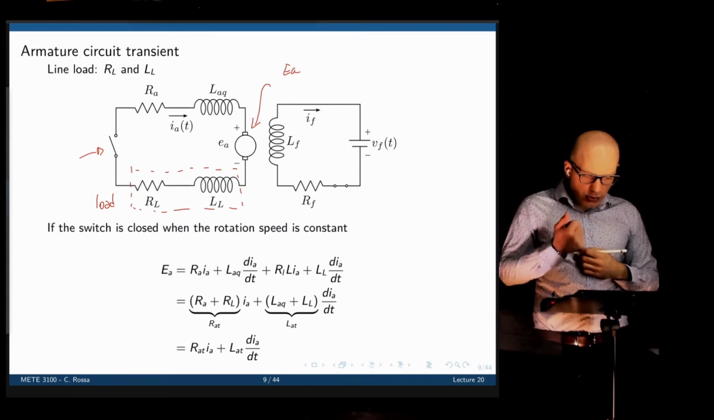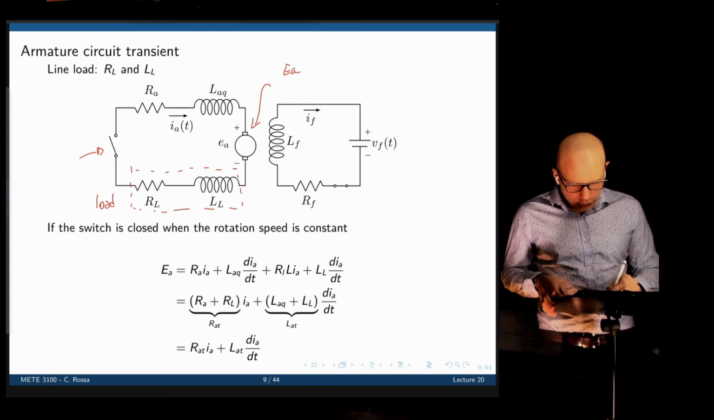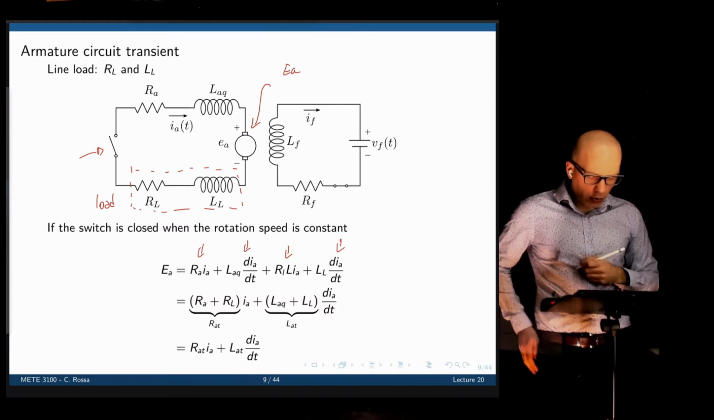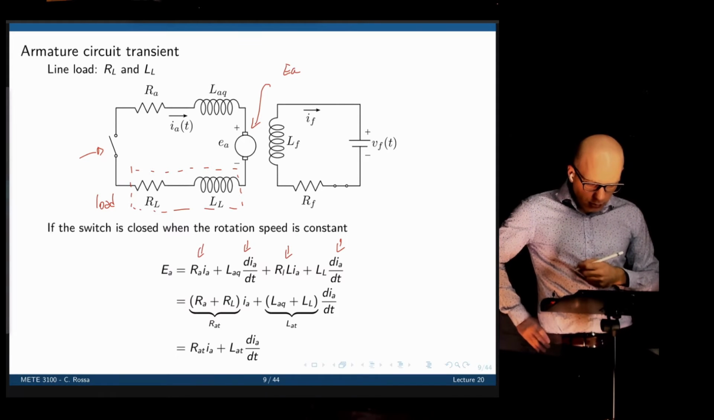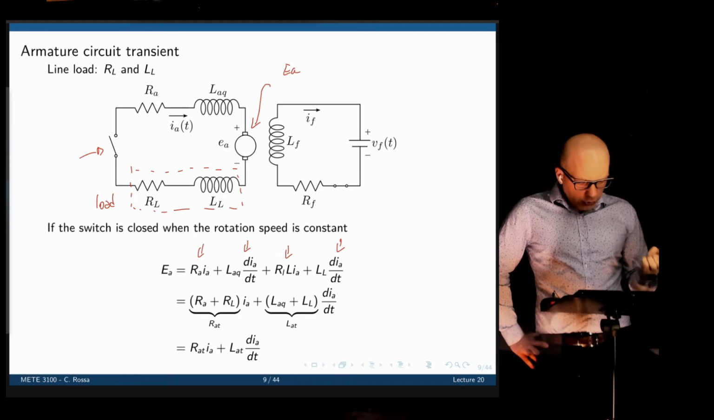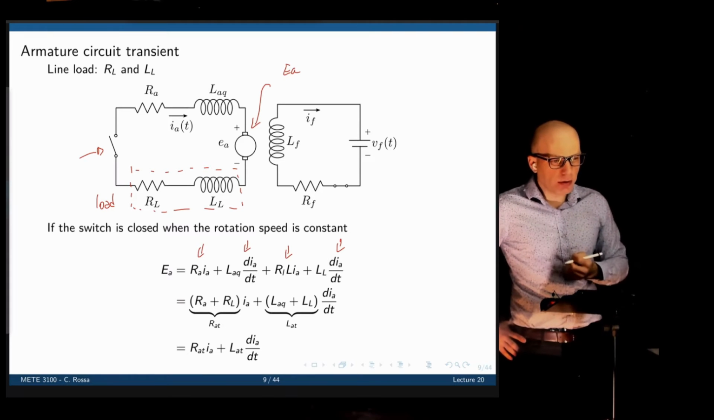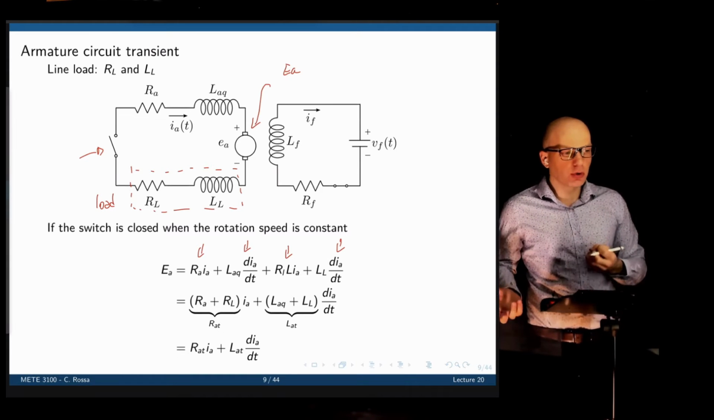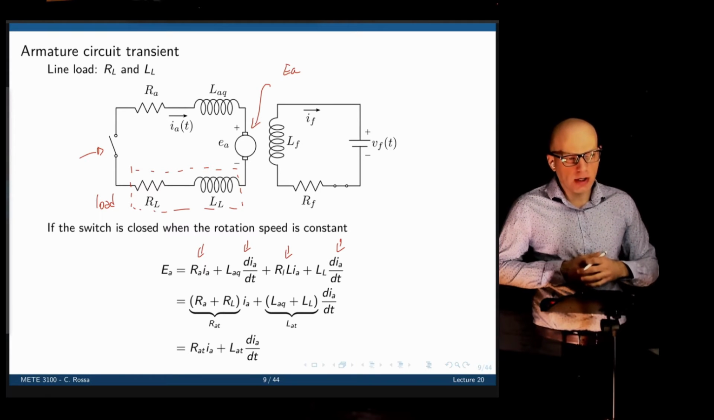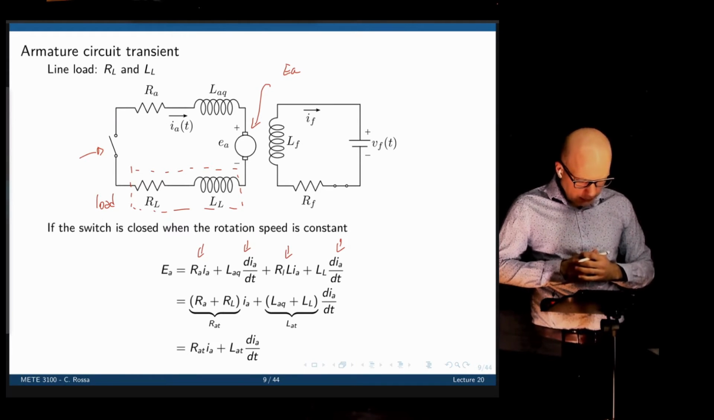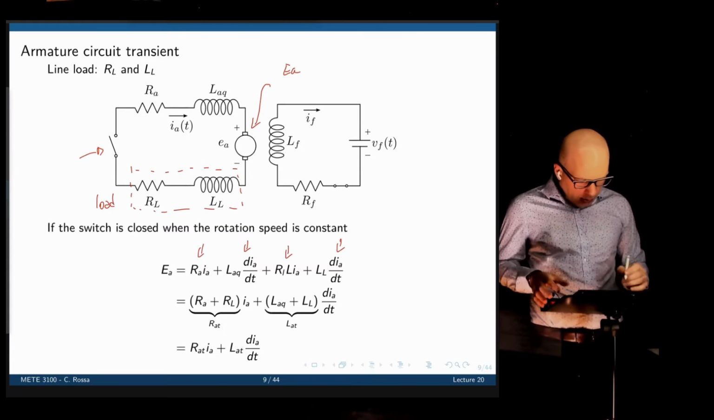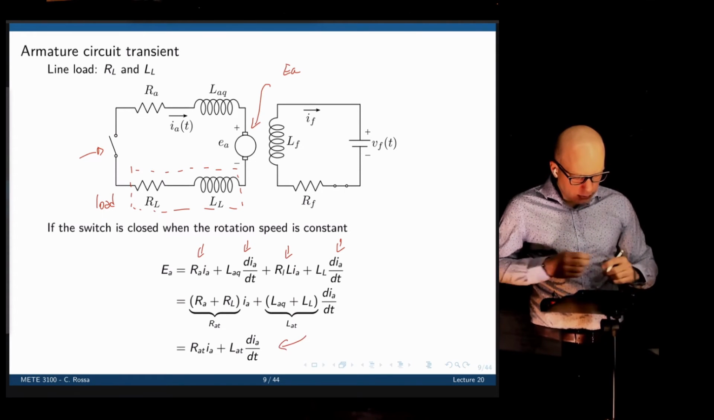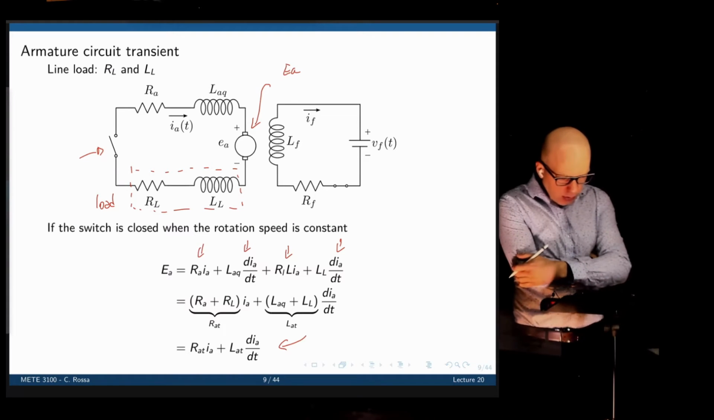So let's just do Kirchhoff's law for that. We have voltage drops across the resistors, voltage drops across all inductors. We can combine now all the resistors and all the inductors in one and call that the equivalent or the total resistance and the total reactance of the winding to simplify our equations. So it comes down to this simple equation here.